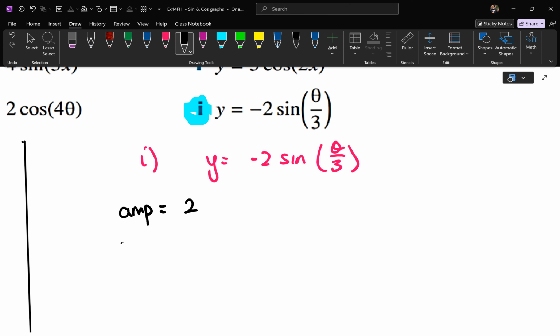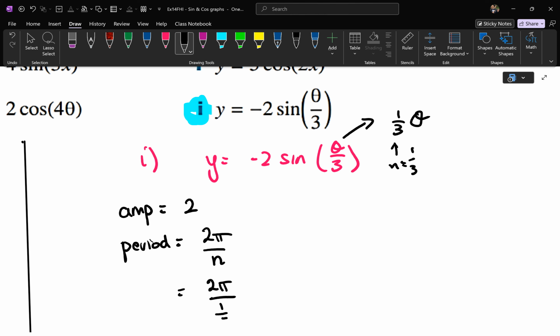Next one. Period. What's the period equal to? Can I please have Artie? Be careful. So we've got 2 pi divided by n, and what's my n in this case? 1 over 3. So it's not 3. Okay, 3 was in front of the theta. Right now, this is the same thing as saying 1 over 3 times theta. So n equals 1 over 3.